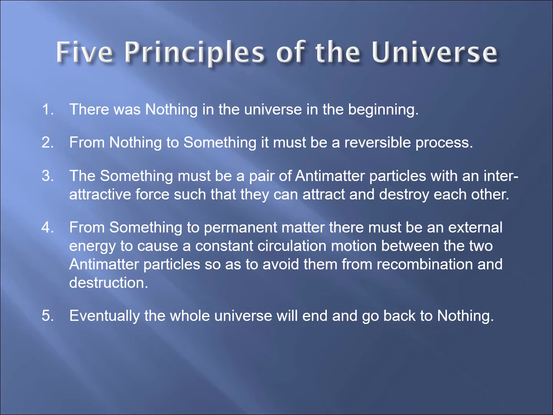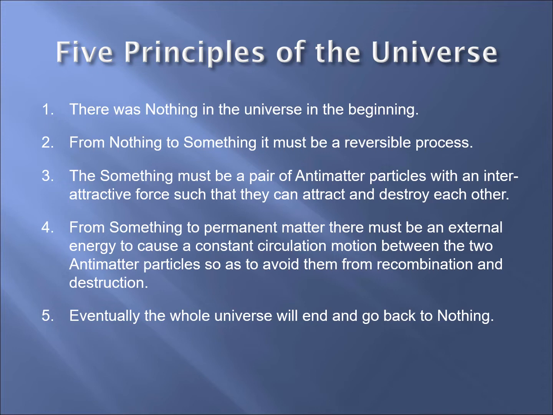Third principle, the something must be a pair of antimatter particles with an inner attractive force such that they can attract and destroy each other. How could something go back to nothing? The only logical answer is that something is composed of pairs of antimatter particles. And also there must be an attractive force in between the 2 antiparticles, so as to ensure that these antiparticles will destroy each other.